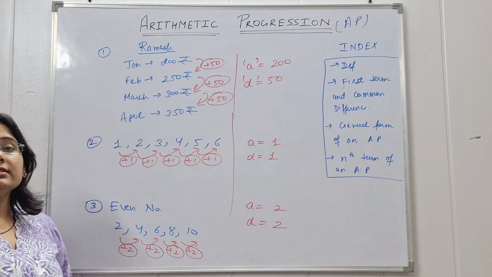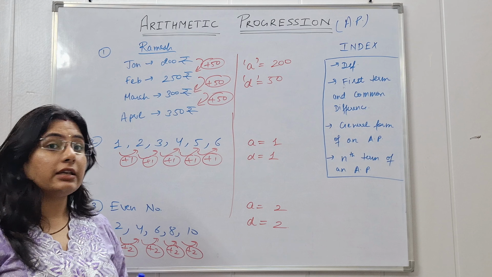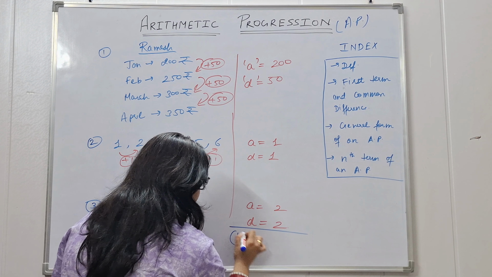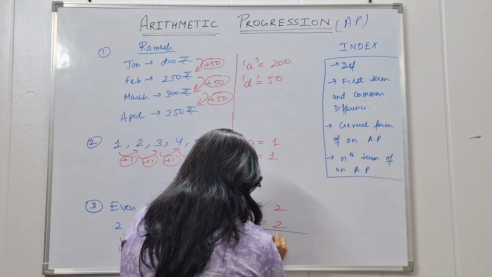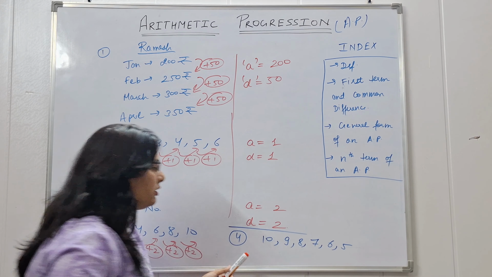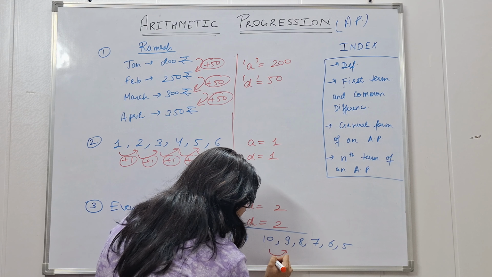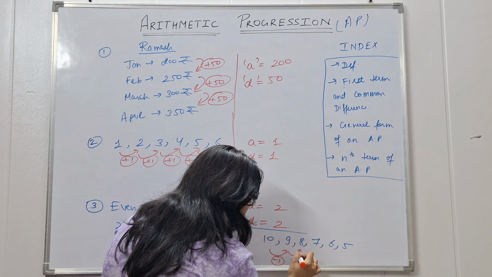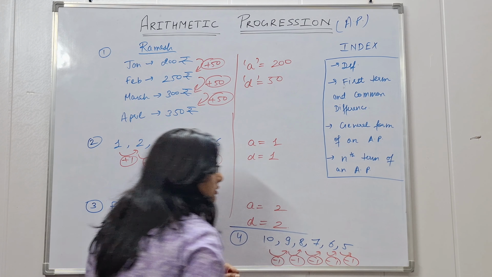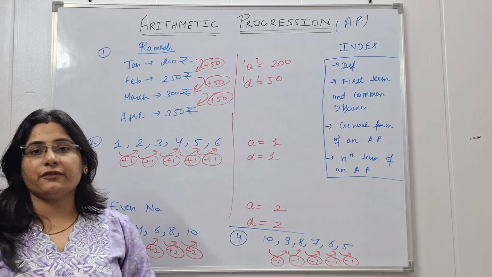Now here arises a question: is an AP always increasing? Meaning, do the terms in an AP always increase? No, an AP can also be decreasing. Let's take another example, that is the fourth one: 10, 9, 8, 7, 6, 5. This is also an AP. Why? Each term is obtained by adding minus 1 to the preceding term. So this is also an AP. So this is all about the definition, first term and the common difference of an AP.